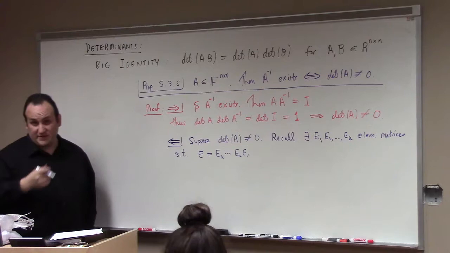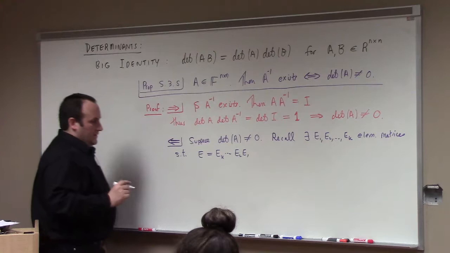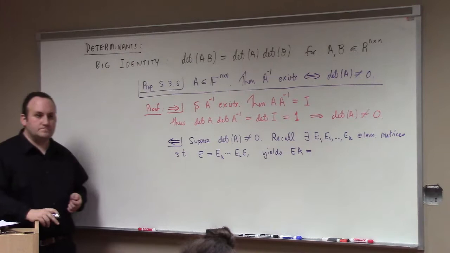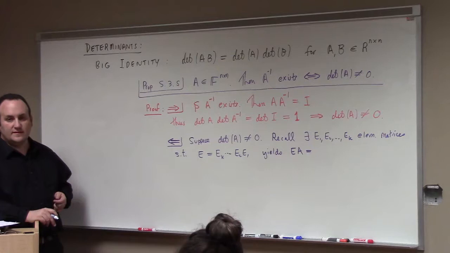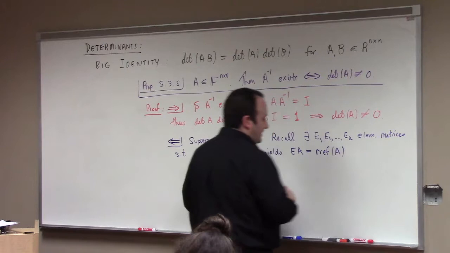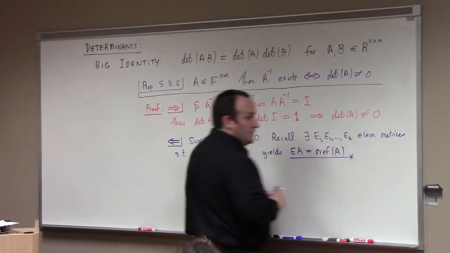And what's the deal with this E? What does it do for us? Multiplication of A on the left yields what? E times A equals what? What's that? I? We don't know that yet. That's really assuming the point. I think all we can say is the reduced echelon form of A, from the outset. Okay? But then what can I do? Let me call this thing star to give it a name. Take the determinant of star. What do you get?